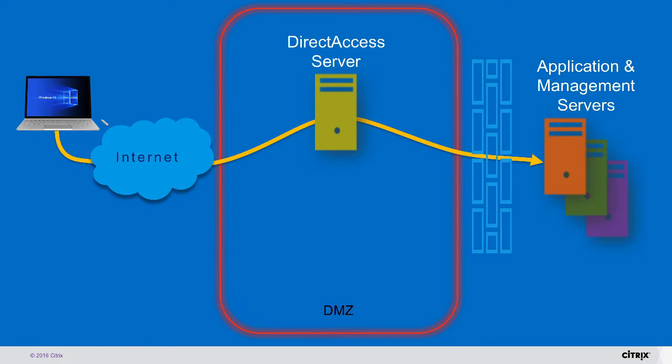DirectAccess automatically creates a VPN tunnel through to the corporate data center whenever the computer detects an internet connection. This allows users to simply turn on their device and start working without having to go through the manual steps of connecting to the corporate network.